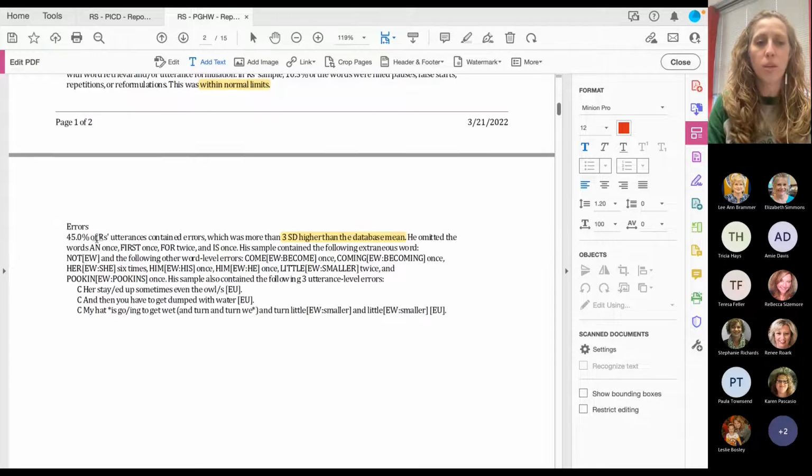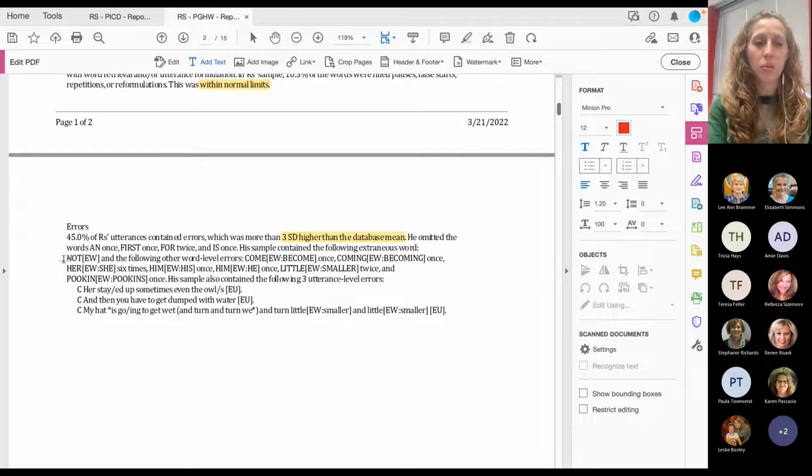And then errors: 45% of his utterances had errors, and I'm like, ooh, that's a pretty high number. And yes, it's higher than the database mean. They go through and analyze for you what those errors are. I just quickly look at this and see, oh, here's twice that he left that out, and once. I'm noticing all of these are little words, so he's kind of dropping out some of those little words.